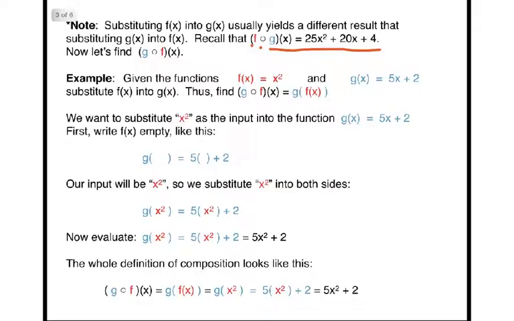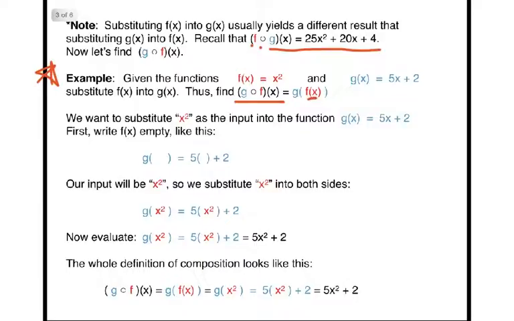Now let's go the other way and find g of f of x. We'll use the same functions. Given the functions f of x equals x squared and g of x equals 5x plus 2, let us now substitute f of x into g of x. Thus we are finding g of f of x, which really means we're plugging f of x into g.